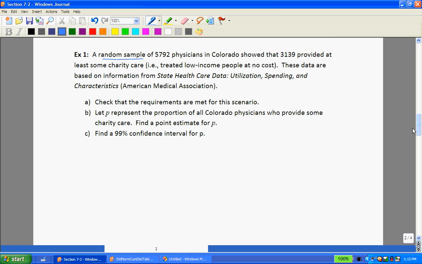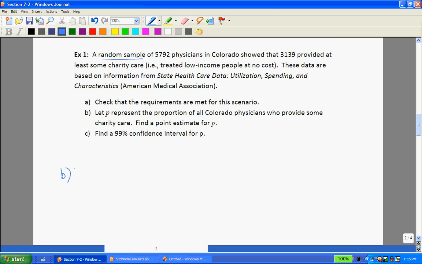We more than qualify for that. We're ready to move on. Okay, part B, where the calculations come in. Let P represent the proportion of all Colorado physicians who provide some charity care. Find a point estimate for P.